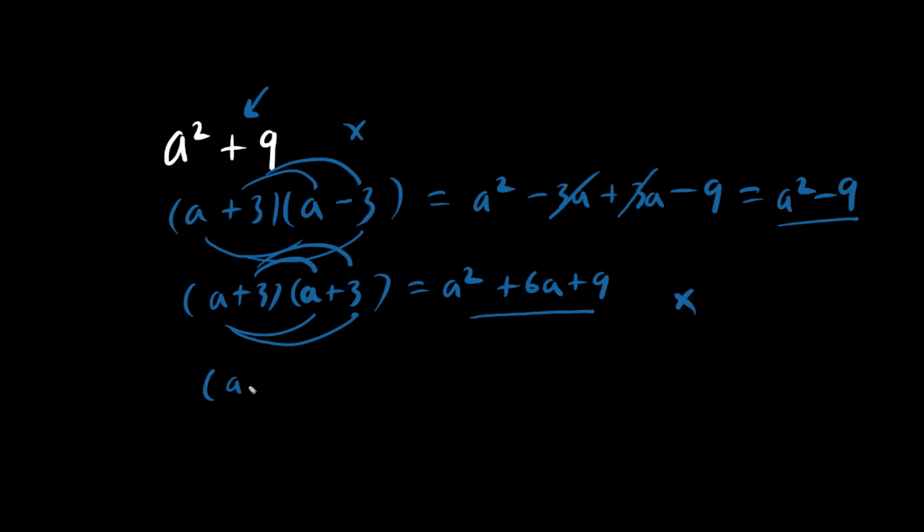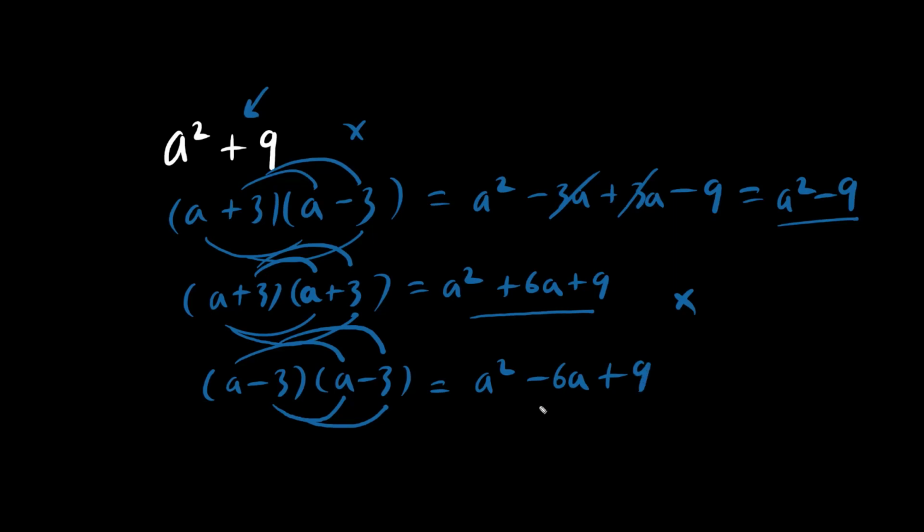Next we'll try a minus 3, a minus 3. When we expand this out, we have a squared. We have minus 3a minus another 3a, which is minus 6a. And we have negative 3 times negative 3 is positive 9. Again, the middle term is not the same as over here.